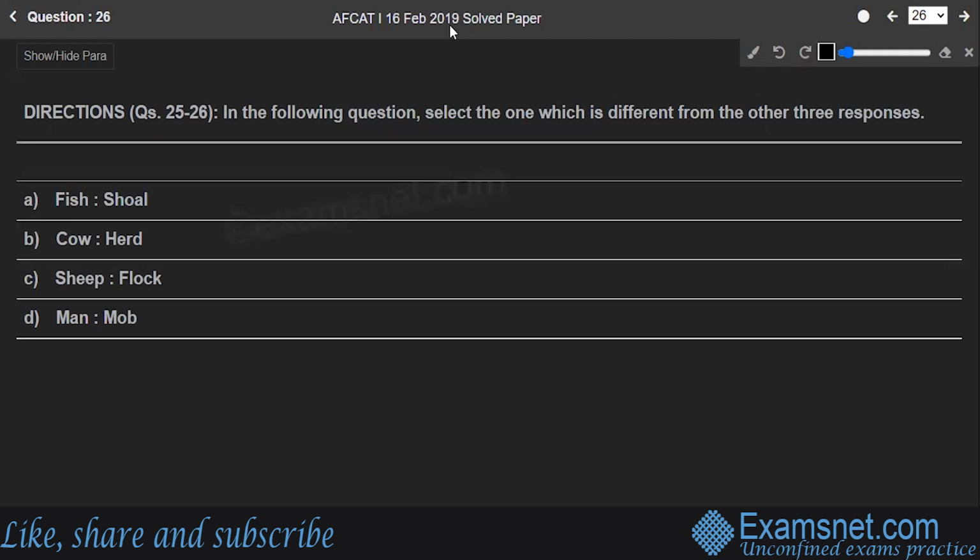Question number 26. It says in the following question, you have to select the one which is different from the other three responses. Options are fish, shoal; cow, herd; sheep, flock; man, mob. A group of fish is called shoal, a group of cow is called herd, a group of sheep is called flock. Whereas what is mob? Mob is a large crowd of people that may become violent.